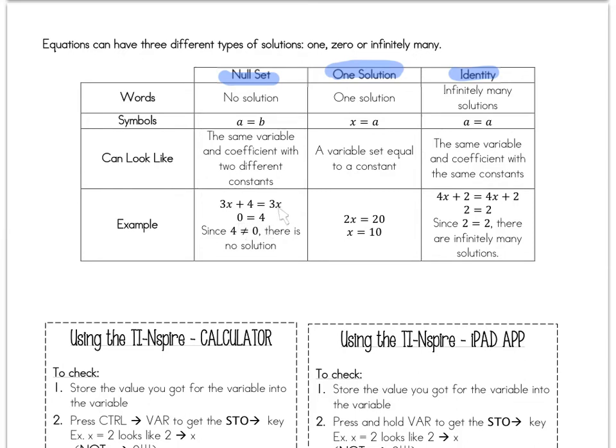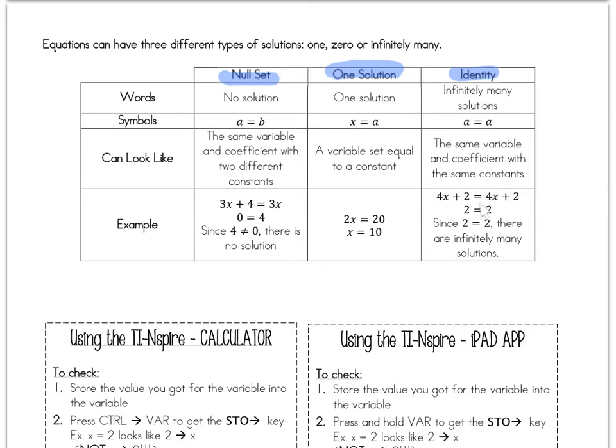Really the 0 is on the right-hand side here. It kind of moved to the left-hand side, but it's not a big deal. What we really care about is the statement 0 equals 4. We know that 0 never equals 4, so there is no solution to be found, and we would just write no solution underneath.